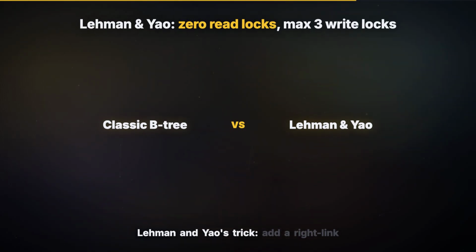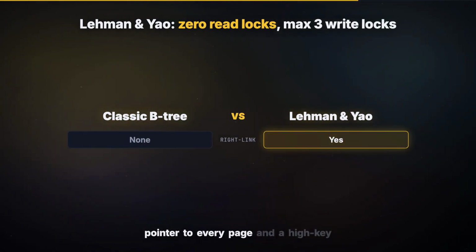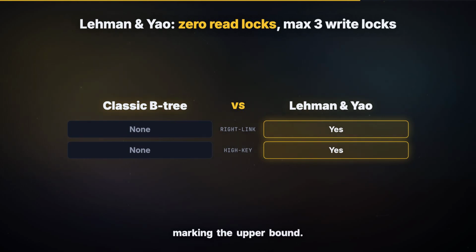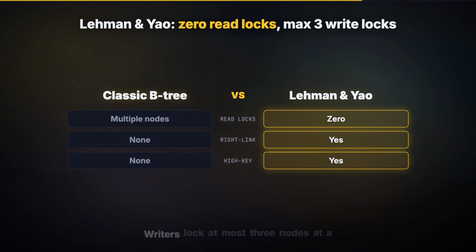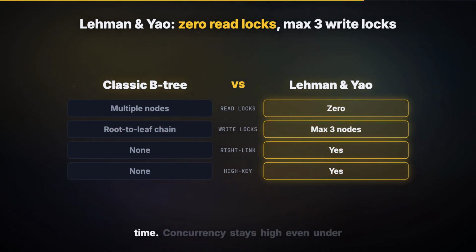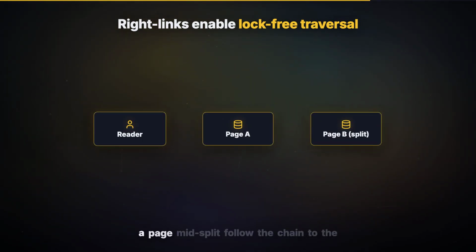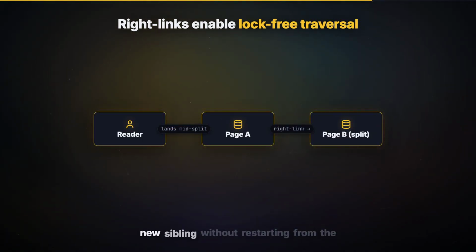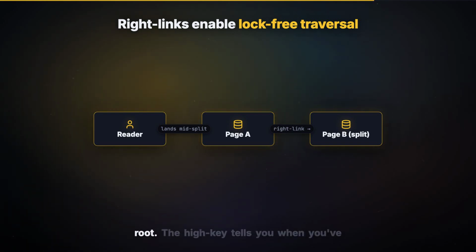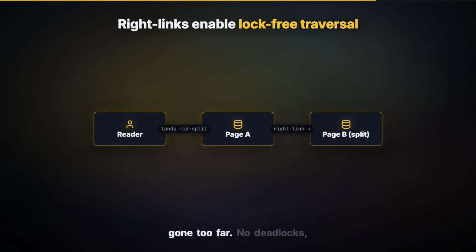Lehman and Yao's trick: add a right link pointer to every page and a high key marking the upper bound. Readers never lock pages. Writers lock at most 3 nodes at a time. Concurrency stays high even under write load. The right link lets a reader who lands on a page mid-split follow the chain to the new sibling without restarting from the root. The high key tells you when you've gone too far. No deadlocks, no read waits.